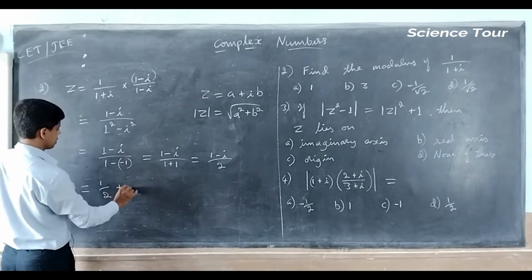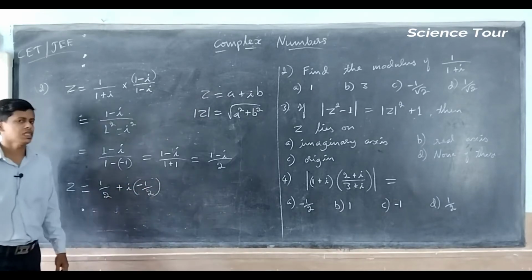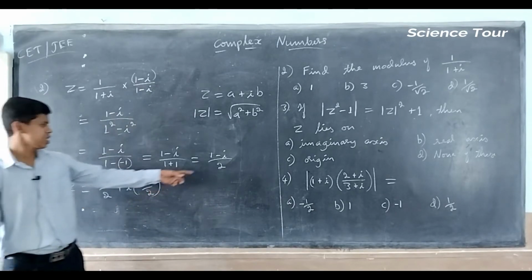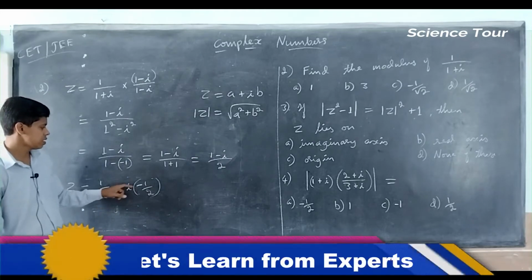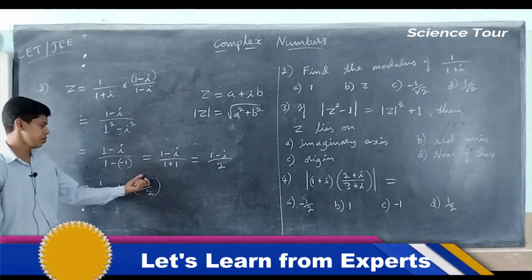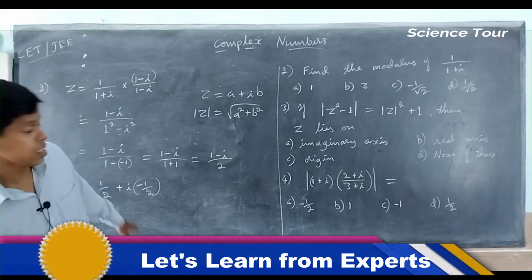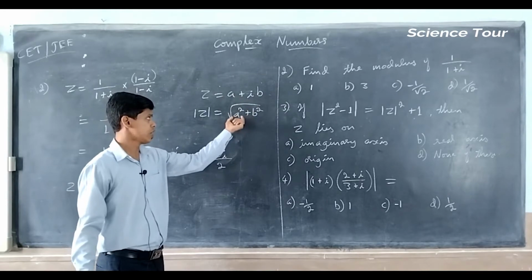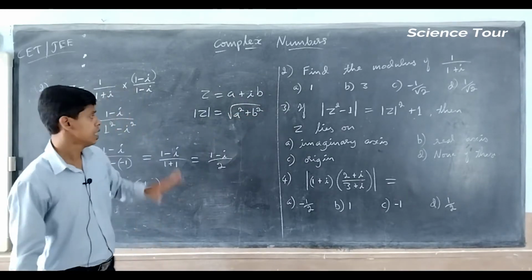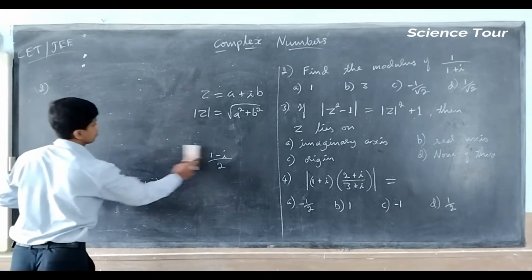You can write plus i into minus half. I'm just taking the denominator here and there. This is minus i by 2, so I have taken i common, and minus 1 by 2 is the imaginary part. Why did I write in this form? Because it clearly denotes the a and b values, so that we can substitute here. Now let's find the modulus.